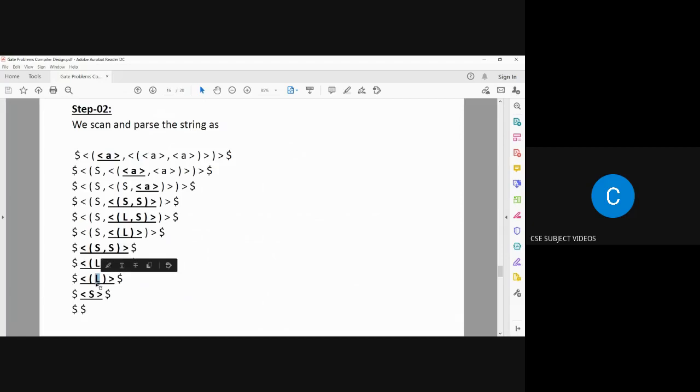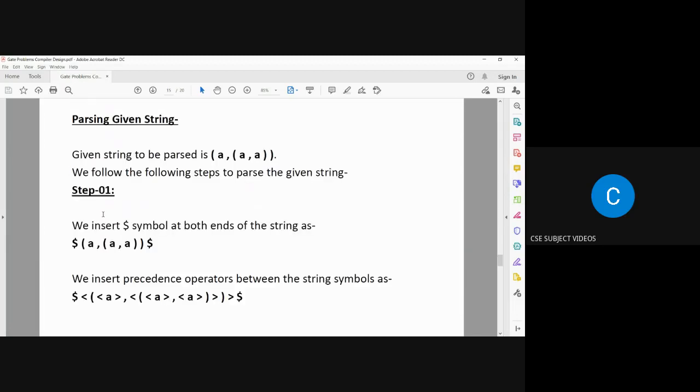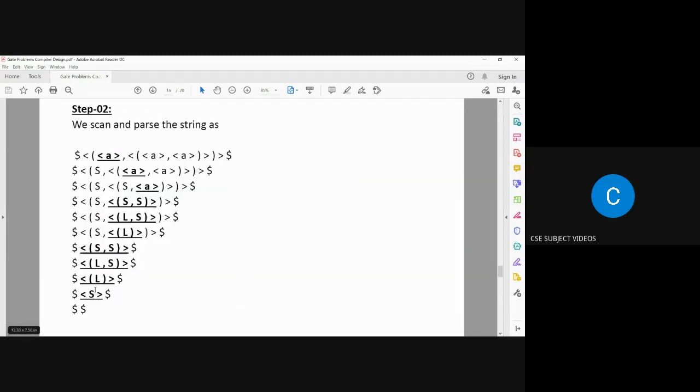Now which one is higher priority? Open bracket L close bracket is replaced by the starting symbol S. So now we are having the starting symbol S. With this we are coming to our problem conclusion.